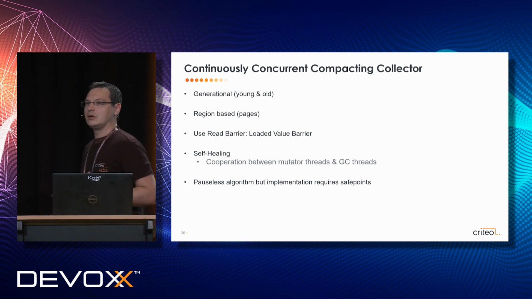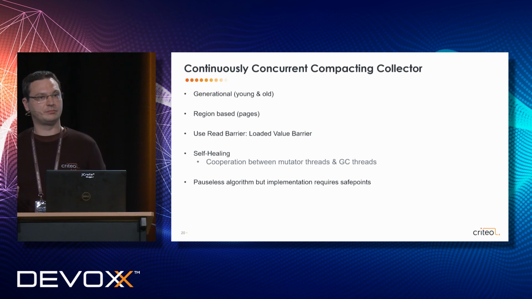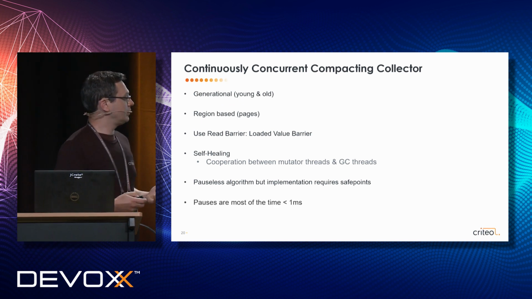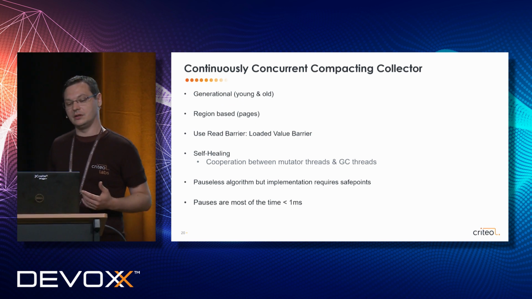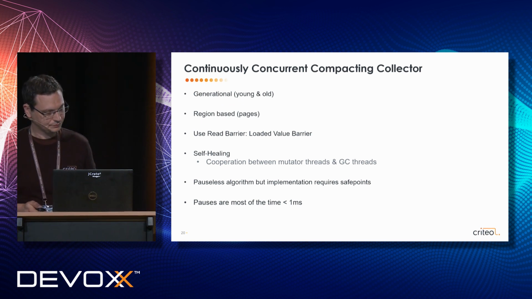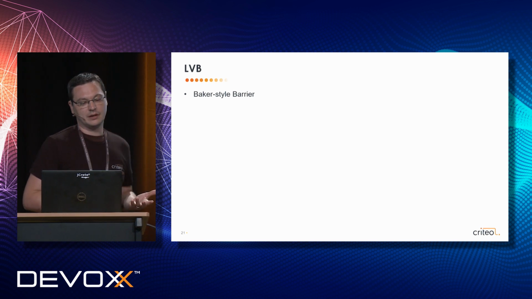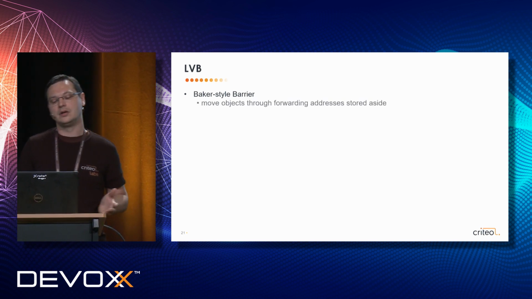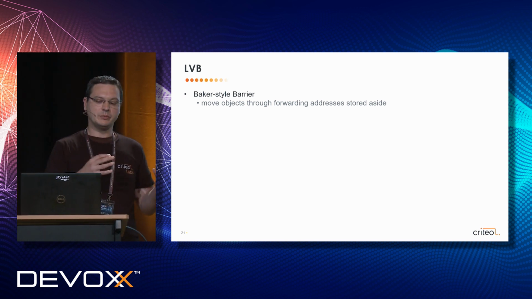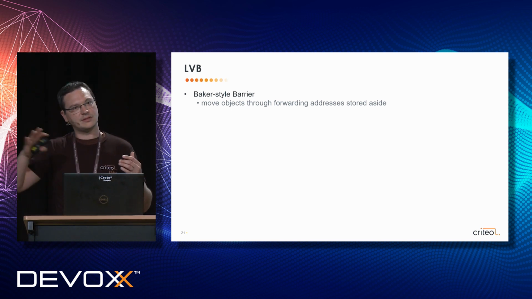The original algorithm is pauseless, but the implementation requires safepoints on the hotspot. The pauses that you can experience with this algorithm are less than 1 millisecond most of the time. And so the LVB is a Baker-style barrier, compared to the Brooks pointer. It means that when we move objects, we use a forwarding table that is aside of the heap.